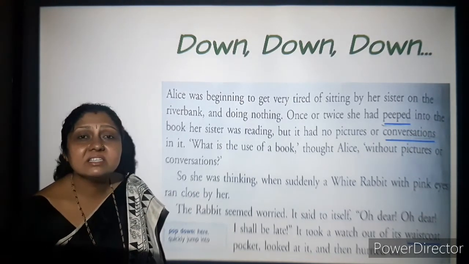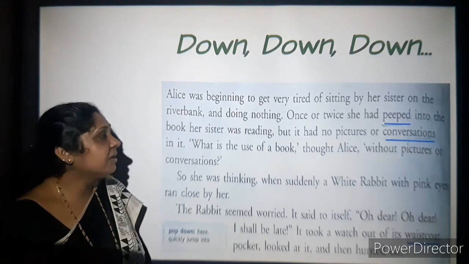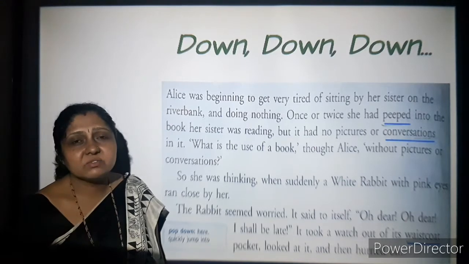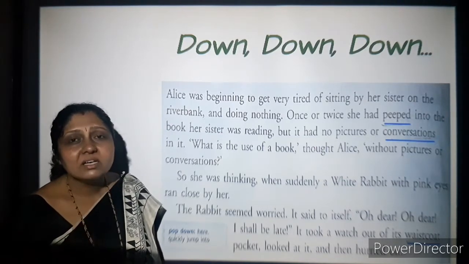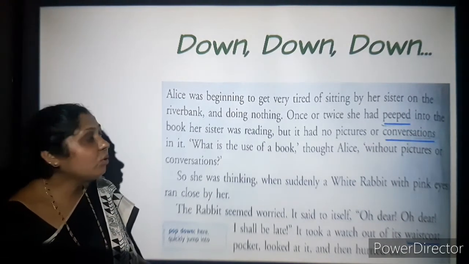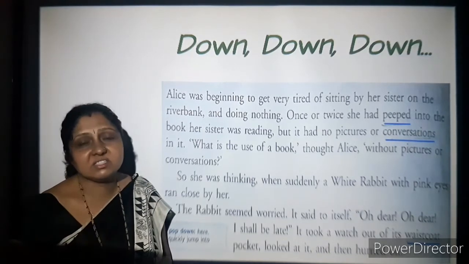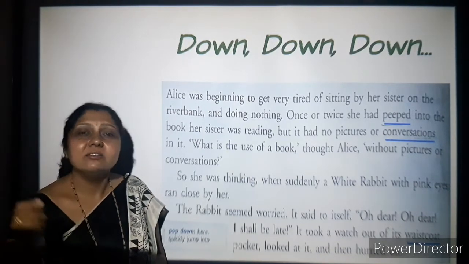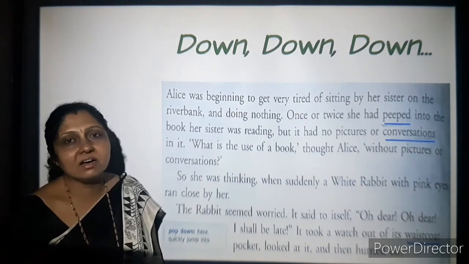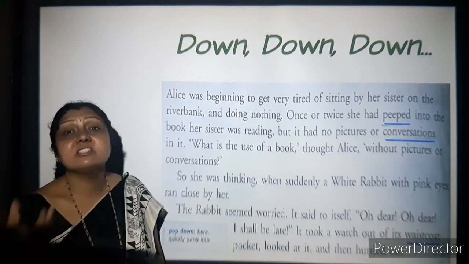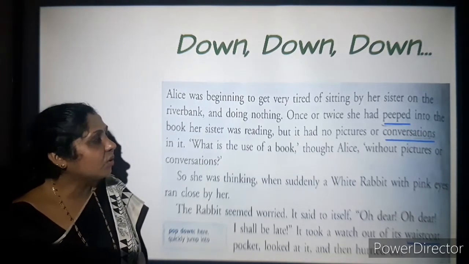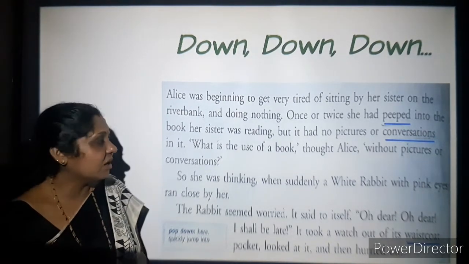Once or twice, what did she do? She peeped into the book that her sister was reading. Her sister was reading some book, and Alice was very tired and feeling bored. She peeped into the book her sister was reading. But how was the book? The book did not have any pictures or conversations. So the book had a few lines wherein her sister was interested in reading, but Alice was a poor little girl. She wanted a book with lots of pictures and conversations. So she felt, what is this book? It did not have any pictures or conversations.